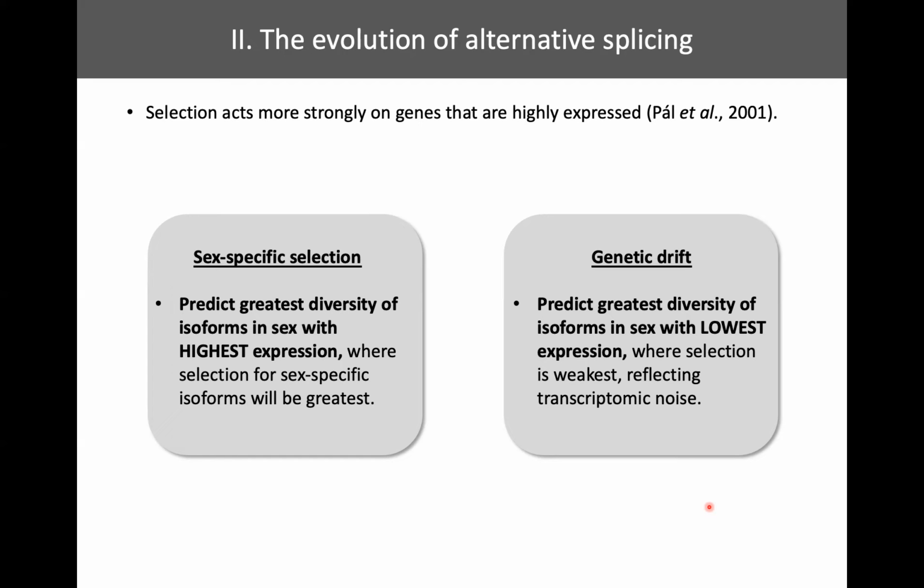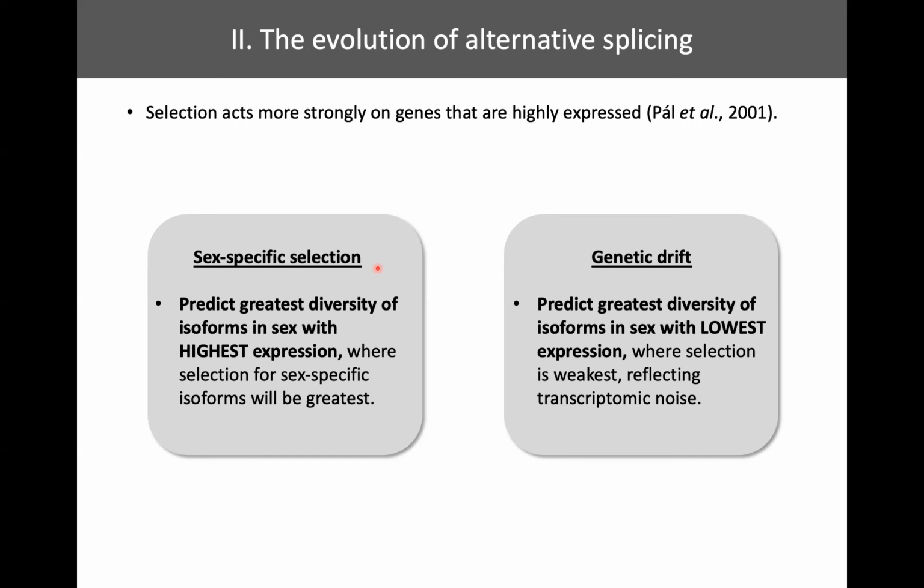So when expression level differs between the sexes, selection should be strongest in the sex with a higher expression, as selection on loci increases with expression level. So we expect selection for sex-specific isoforms to be greatest in the sex with a higher expression level. Therefore, if the rapid rate of evolution of alternatively spliced genes is due to sex-specific selection, we predict a greater diversity of isoforms expressed in males than females for genes which are more highly expressed in males, so they're male biased. And then novel male-specific isoforms will be free to evolve male-specific functions, while isoforms expressed in both sexes are retained to perform their original function.